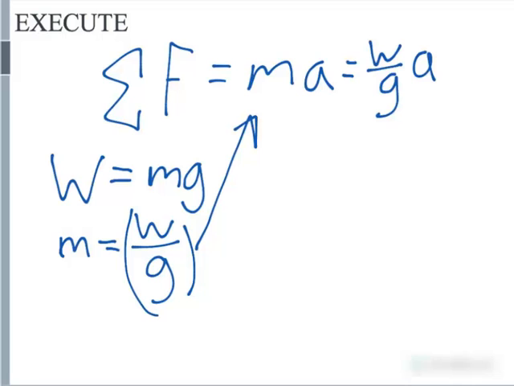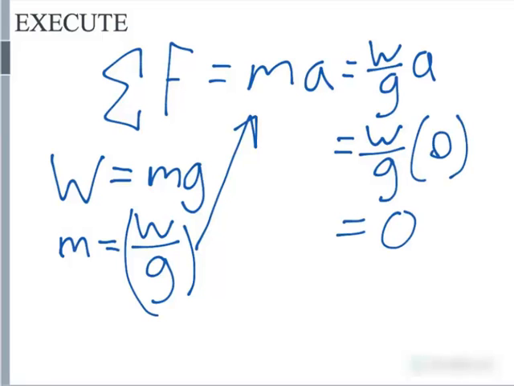But we just noted that the system isn't moving. So we have w divided by g times 0, which equals 0. So the net force on the system is 0.